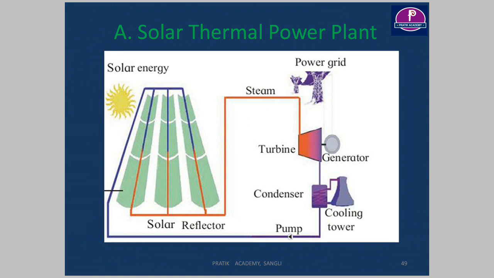Here, as the name indicates, solar thermal means energy from the sun, that is solar energy, is converted to thermal energy, and this thermal energy is used for generation of electricity. So the name is solar thermal power plant. Let's see what the basic components in this power plant are.